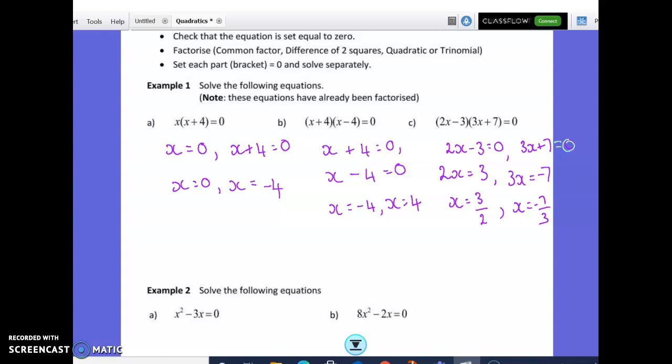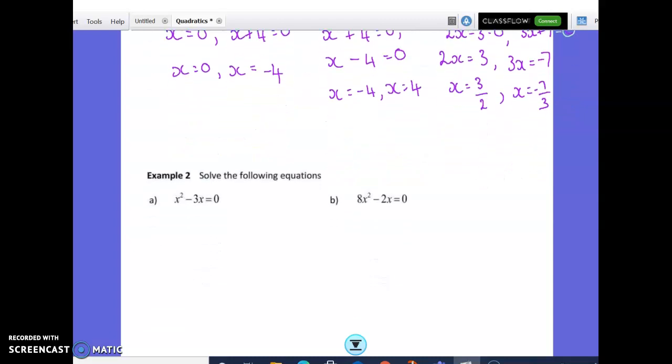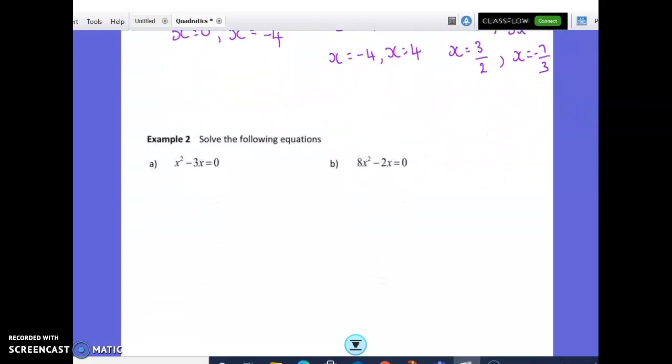We just need one extra step to add into this then, and that's when we need to factorise ourselves. When we're factorising, we need to remember C, D, T: common factor, difference of two squares, trinomial. You can think of your trinomial now as a quadratic, that's its proper name, rather than a trinomial.